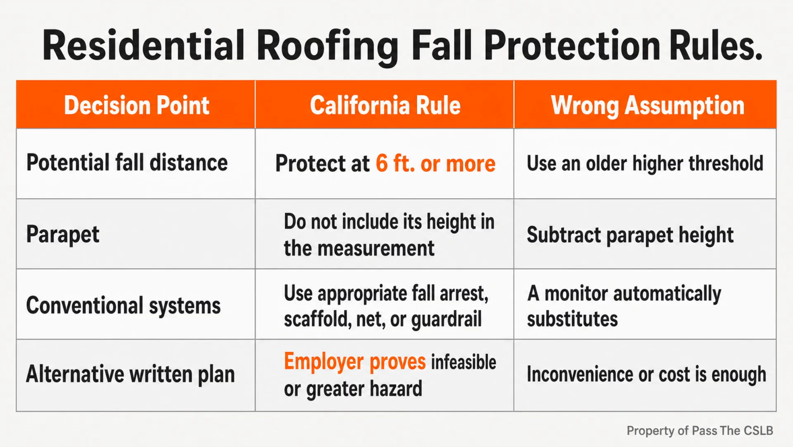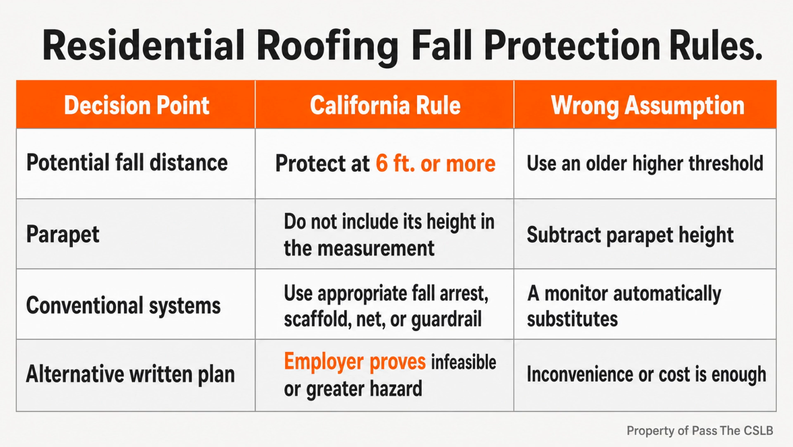Fifth, I verify the ice barrier decision for the project climate. If the requirement applies, I locate the exterior wall plane and measure to at least 24 inches inside it. On a slope of 8 and 12 or greater, I also verify at least 36 inches along the slope from the eave. Finally, I separate the roof assembly check from the worker protection check so neither disappears behind the other.